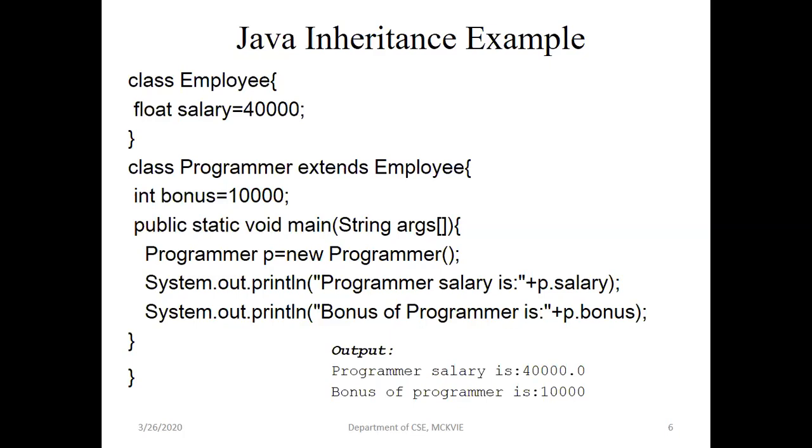And the very next line I'm writing System.out.println, that is the bonus part of p, which is displaying the value 10,000. So output is programmer salary is 40,000 and the bonus of the programmer is 10,000. So in the class Programmer, member salary is coming from the parent class and bonus is defined inside the class Programmer.